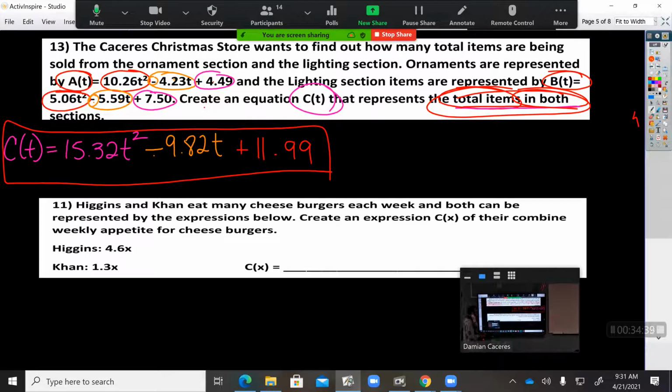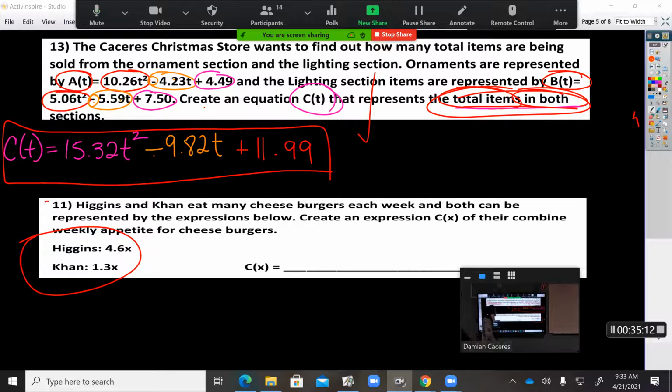All right, so now on the next question, it is the same concept. On the next question, I want you to use the same logic we did for number 13 up top for the next example. And this is easier. You okay? This is easier because there's less terms. Over here, all we have is Higgins 4.6 and Khan 1.3x. So read it, answer it. It should only take you a minute.